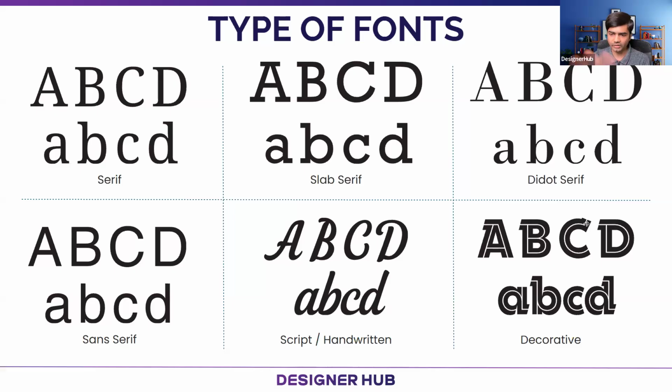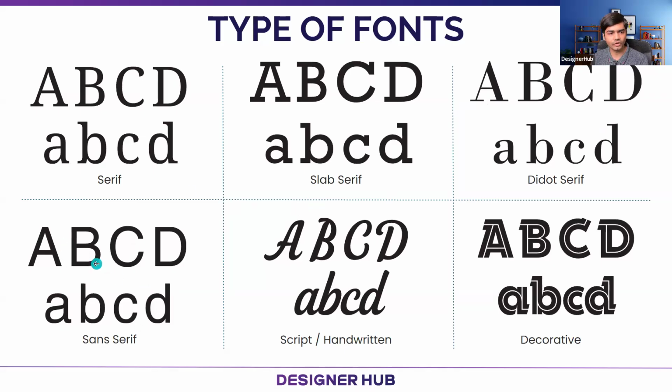Again, coming to typography, just a quick glimpse of it. We have serif fonts, slab serif fonts, didone fonts, sans serif fonts, script or handwritten fonts, and decorative fonts. These are the six major categories fonts can be divided into. Serif fonts have endings like a little base. Slab serif fonts have a thicker base, just like a brick. Didone fonts have very thin lines and thin bases, not like the serif. These three are all inside the serif family itself.